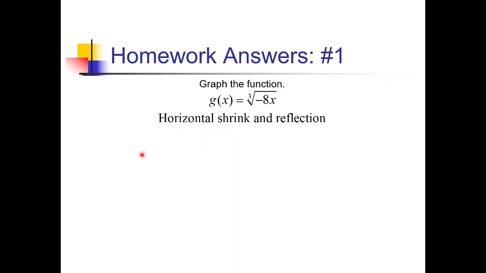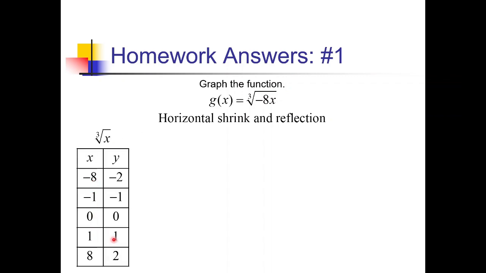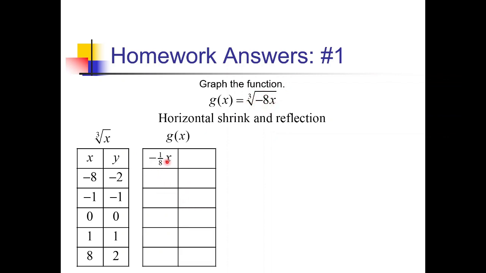Let's do the parent table now for the cube root function. This is going to be -8, -2, -1, -1, 0, 0, 1, 1, and 8, 2. Just those 5 points we use every time we do a cube root. And for the g function, if we're doing a horizontal shrink and reflection, we're going to be multiplying the x values by the reciprocal of whatever's in here, so -1/8 times x. There's nothing happening outside the function, so the y value is going to stay the same.